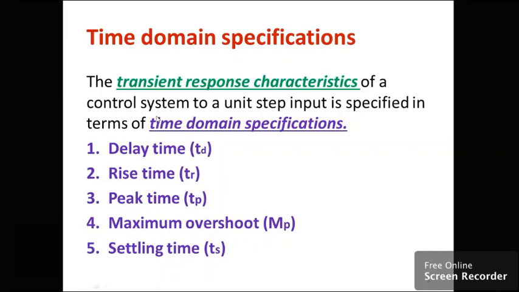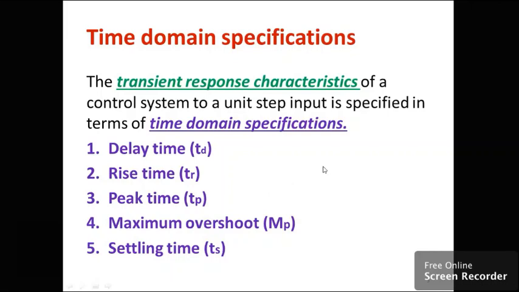Time domain specification. That means the transient response characteristics of a control system to a unit step input is specified in terms of time domain specification. These are the following time domain specifications. Number one, delay time. It is represented by TD, then rise time TR, peak time TP, then maximum overshoot MP and settling time TS. These are the 5 time domain specifications.